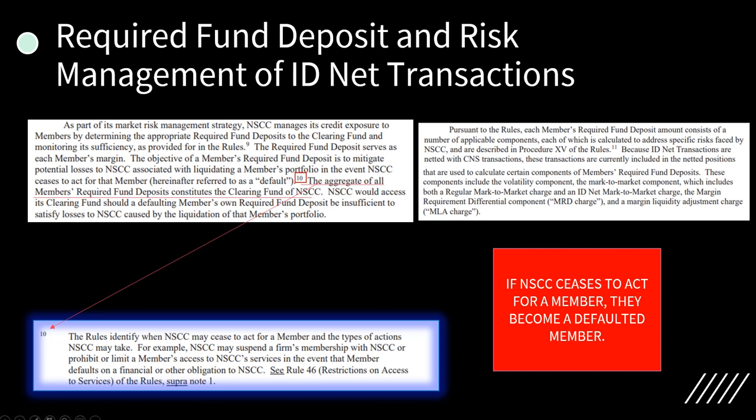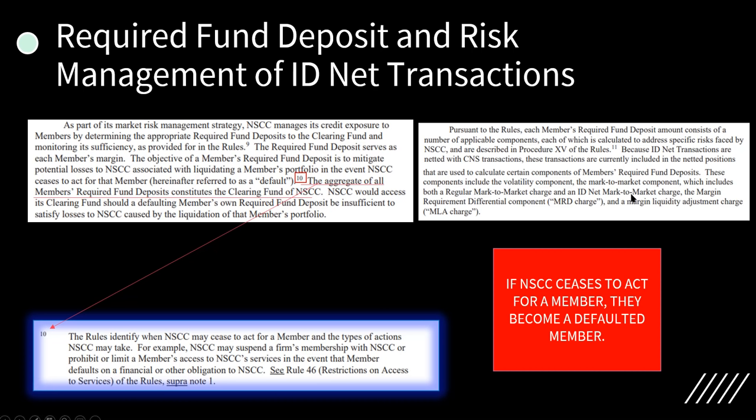So Supernote 10 here says the rules identify when NSCC may cease to act for a member and the types of actions NSCC may take. For example, NSCC may suspend a firm's membership with NSCC or prohibit or limit a member's access to NSCC services in the event that member defaults on a financial or other obligation to NSCC.